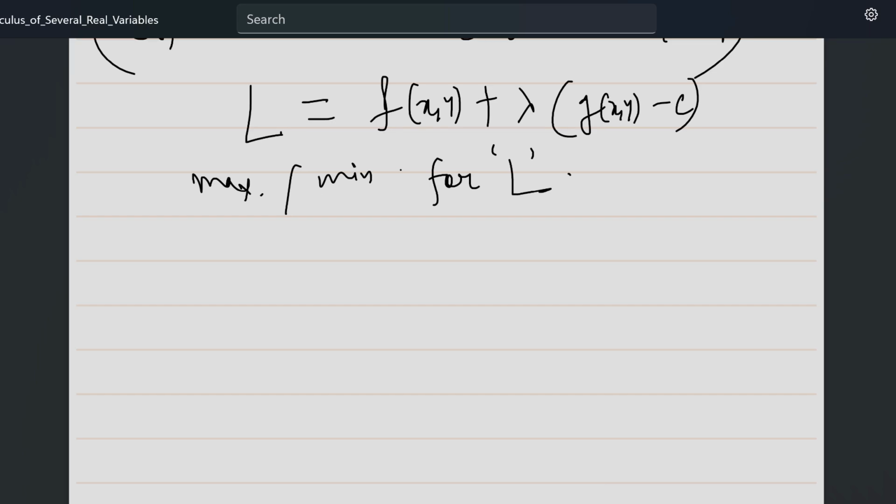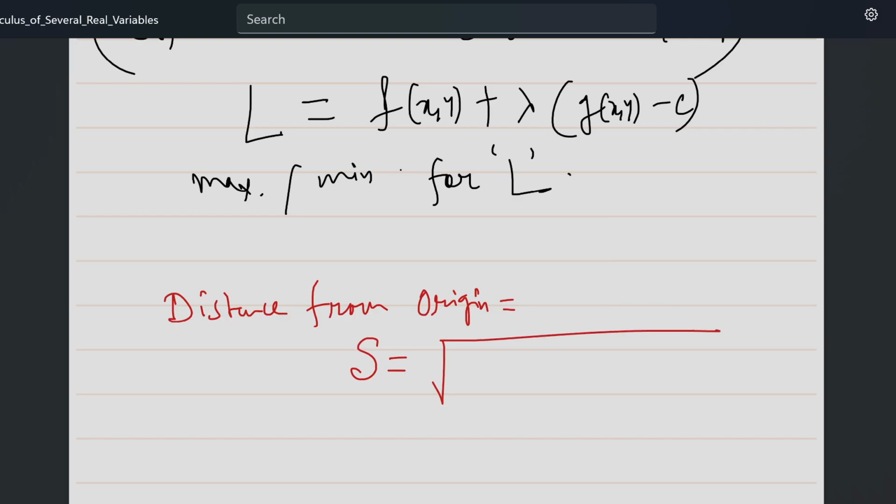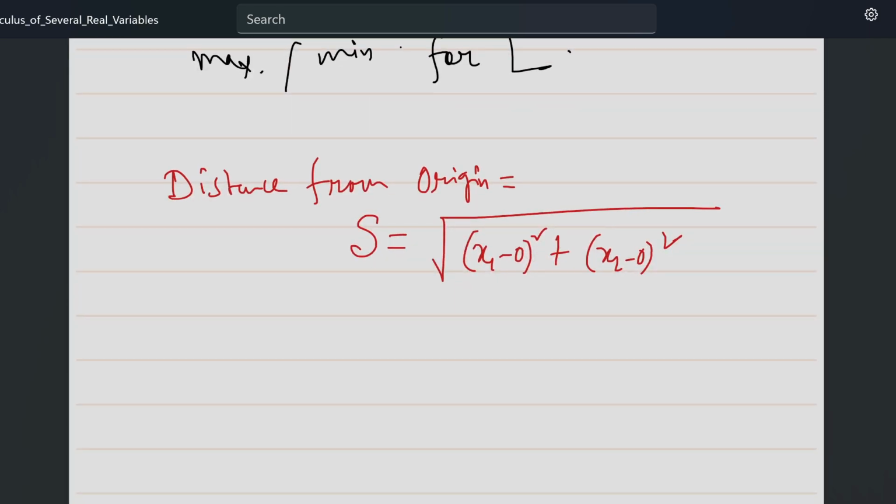Okay, suppose you want to find the maximum or minima of some distance. Suppose you have to find the distance from the origin of some point. So distance means root over (x1 minus 0) whole square plus (x2 minus 0) whole square. So what is the maximum or minimum for this case? Suppose (x1, x2) is the point, you have to find the distance from the origin, and it depends on some parameter t.